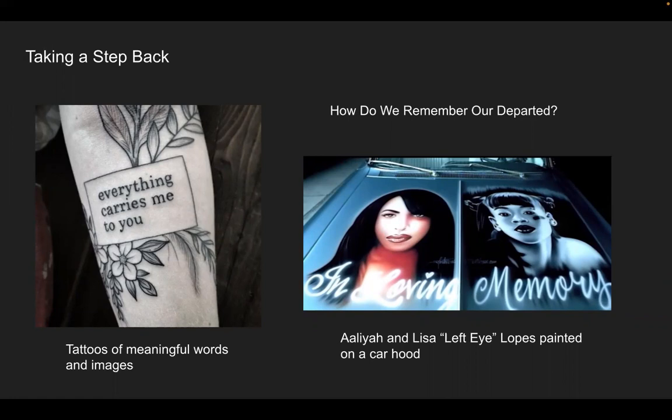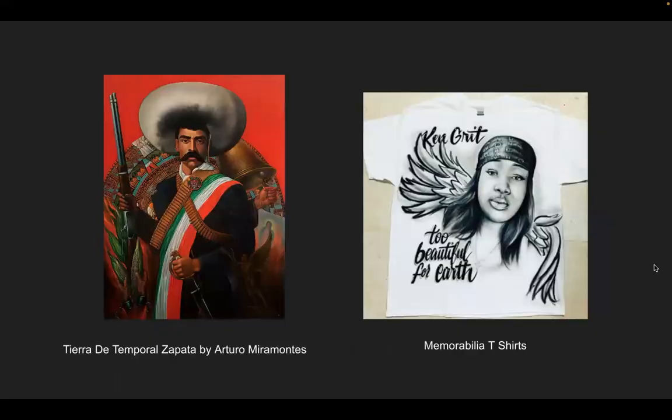Aaliyah and Lisa Left Eye Lopez were both female musicians in the late 90s, early 2000s. Both had unfortunately passed away, and they are memorialized in car culture through the painting of their images on vehicles. We have Emiliano Zapata, who is a Mexican freedom fighter. He is often put in paintings. And we have memorabilia t-shirts with our dearly departed spray painted onto the front.